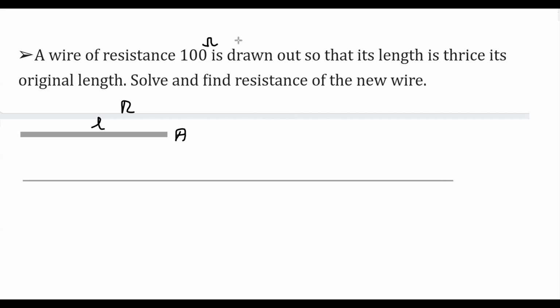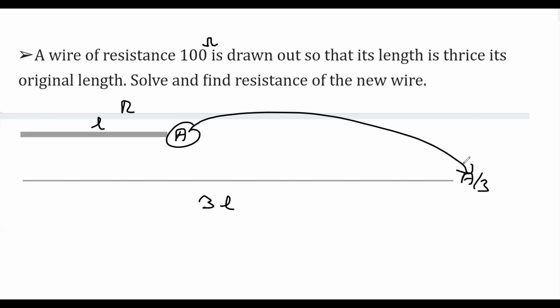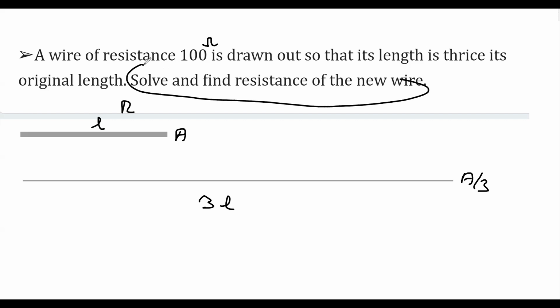Now, one thing you can figure out is that the length has become 3 times its original length, but at the same time you can see the thickness has decreased. And how much should it be? It should be 1/3 of the original area. As you know, when you stretch anything, say a clay, its length increases, but its cross-section area decreases. Now we have to find the new resistance.